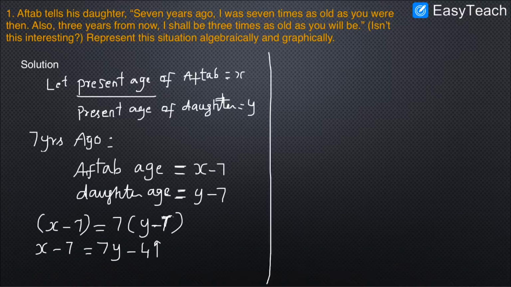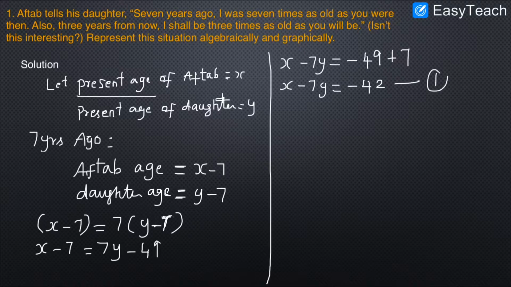I bring all the variables x and y to one side and the constant to the other side, which means x minus 7y equals minus 49 plus 7, which gives me x minus 7y equals minus 42. This is our first equation from the first situation, right?